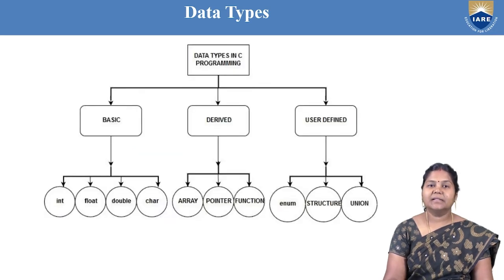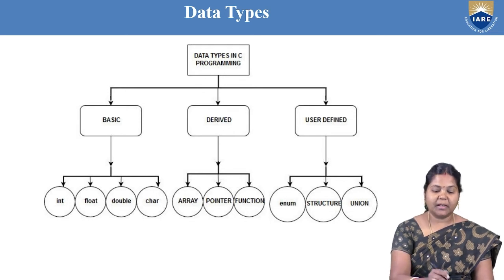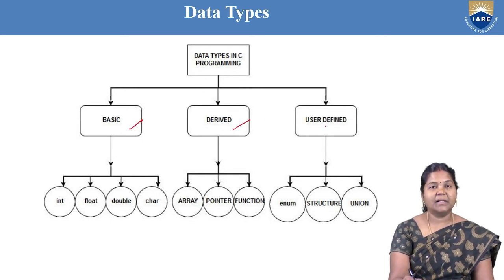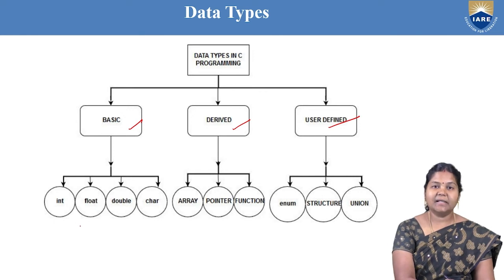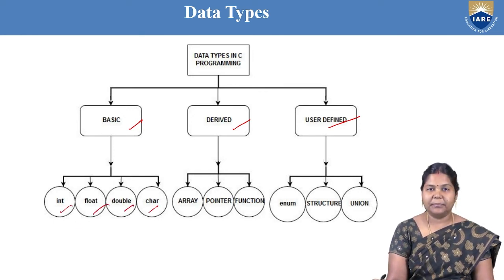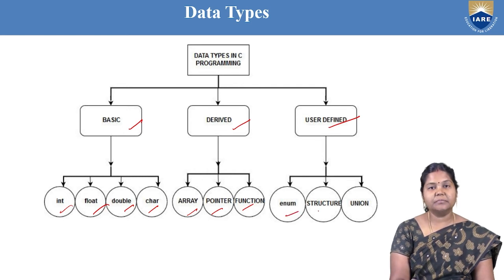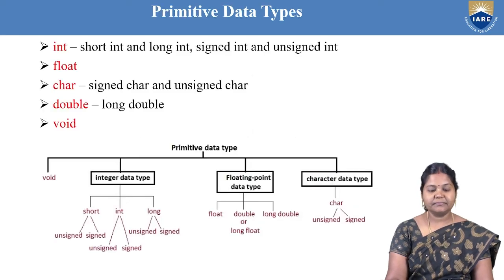Now, this is the picture of data types in C programming. So, we have basic data types, derived and user-defined. In basic data types, you have int, float, double, char. These are called the basic data types. Then under derived, we have arrays, pointers, functions. These are called derived. Then under user-defined, we have enum, structure, union, typedef, and so on. These are all user-defined data types.